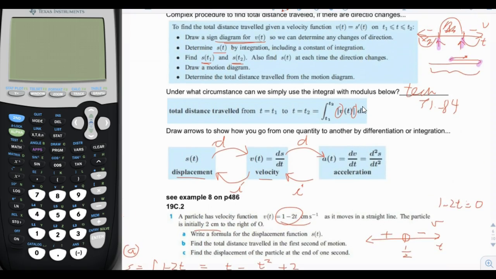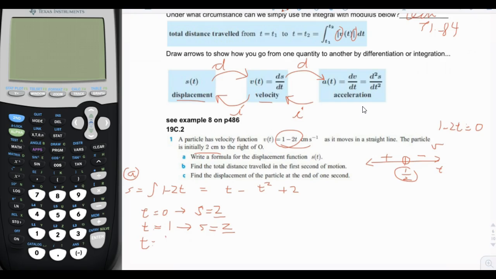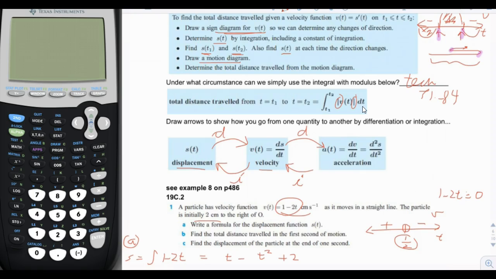Okay. And then we need to find S of t at the direction change. The direction change, remember, is at t equals 1/2. So at t equals 1/2, the displacement would be 1/2 minus 1/2 squared, which is 1/4, plus 2, which is 1/4 plus 2, which would be 8/4 plus 1/4, which is 9/4. Okay, so that is the displacement at t equals 1/2. Then we draw a motion diagram.